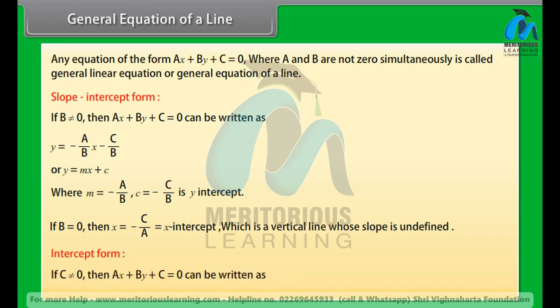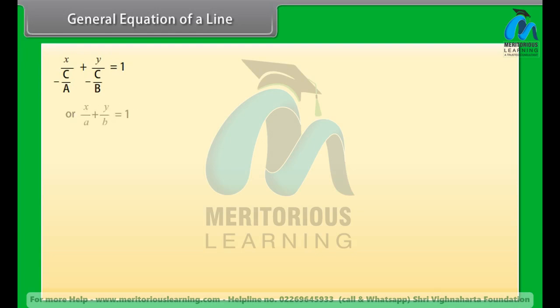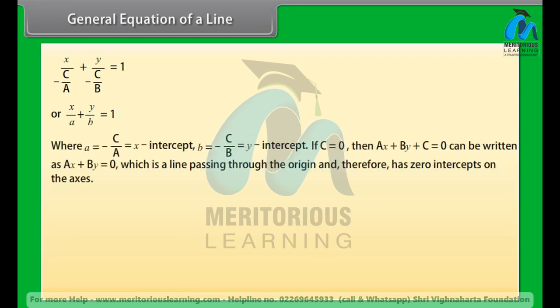Intercept form. If c is not equal to 0, then ax plus by plus c is equal to 0 can be written as x by a plus y by b is equal to 1, where a is equal to minus c by a is the x-intercept, and b is equal to minus c by b is the y-intercept. If c is equal to 0, then ax plus by plus c is equal to 0 can be written as ax plus by is equal to 0, which is a line passing through the origin and therefore has 0 intercepts on the axis.